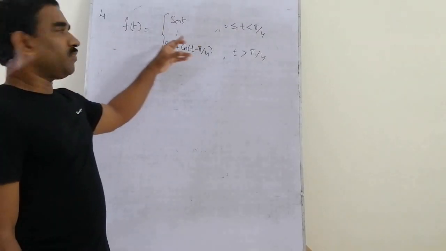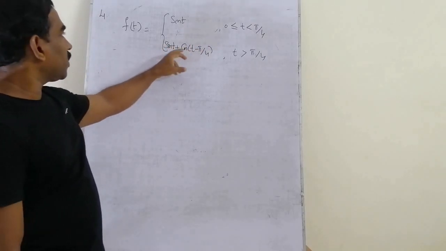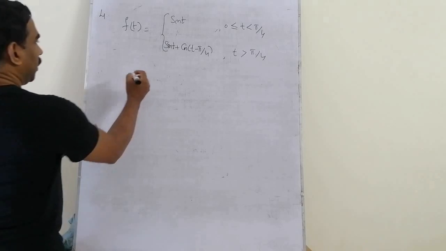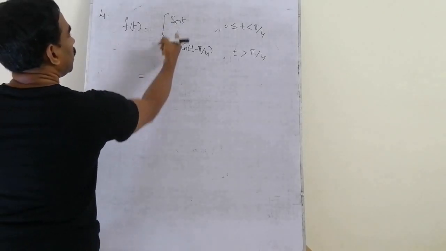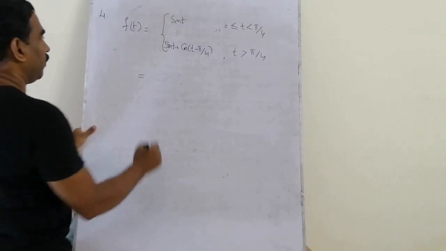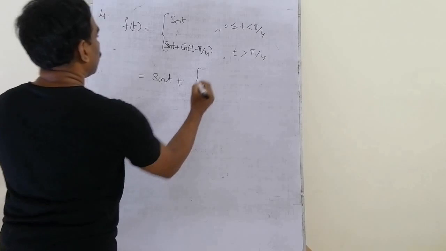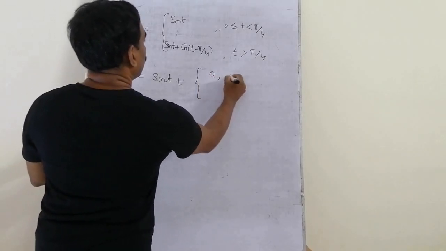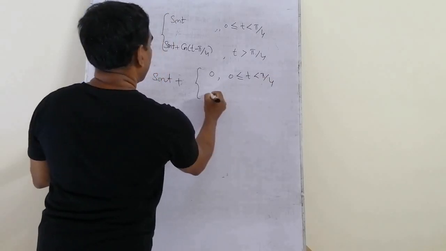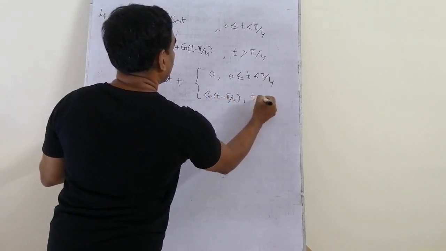So my piecewise function f t is equal to sin t for 0 less than or equal to t less than pi by 4, and sin t plus cos of t minus pi by 4 for t greater than pi by 4. We can rewrite this expression as, say, sin t is a common factor for every value of t from 0 to infinity. So we can split this as sin t plus the piecewise function 0 for 0 less than or equal to t less than pi by 4 and cos of t minus pi by 4 for t greater than pi by 4.